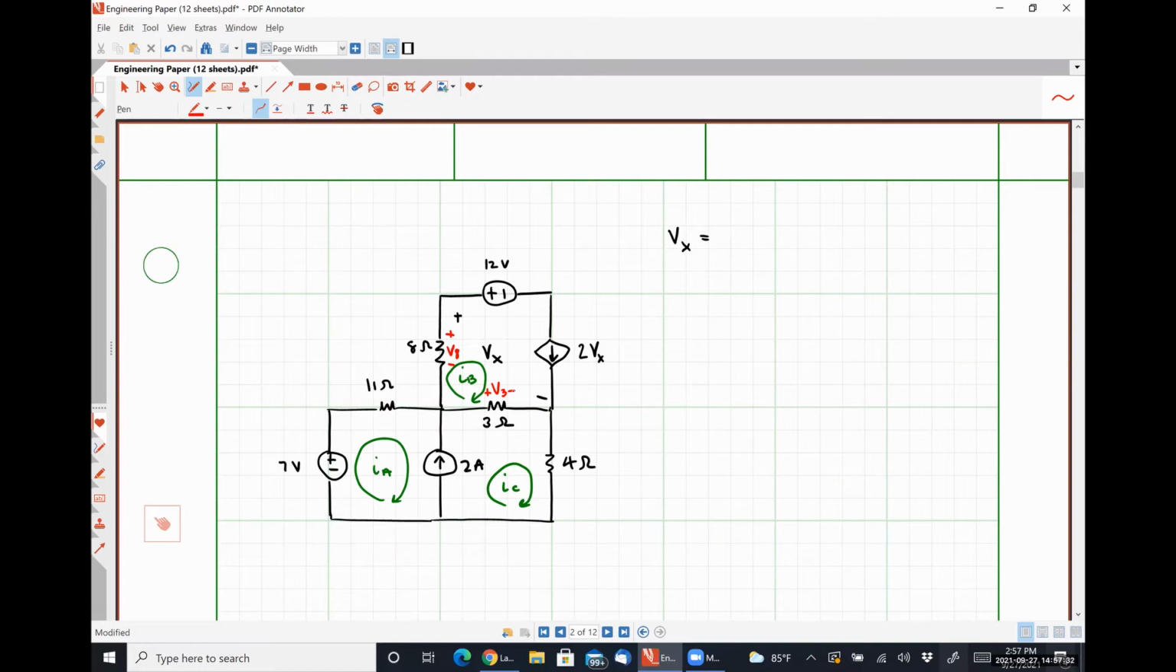So let's circle back around. I want to express Vx. As I said, it should be V8 plus V3. Well, how do I express that voltage V8 in terms of my mesh currents? Eight times IB. The problem with that is that mesh current IB is flowing into the negative polarity terminal, so it should be negative 8 times IB.